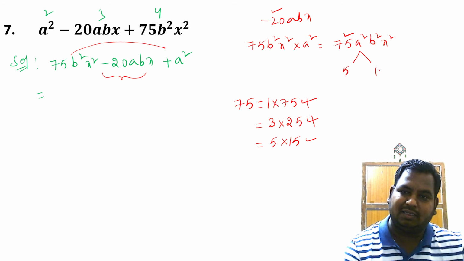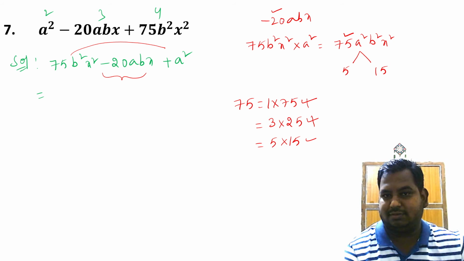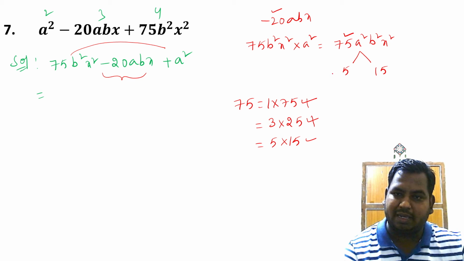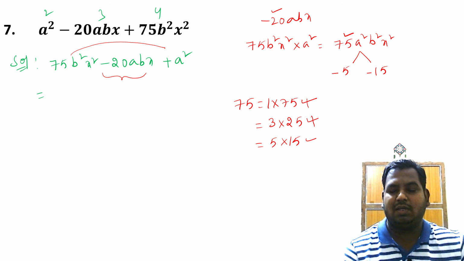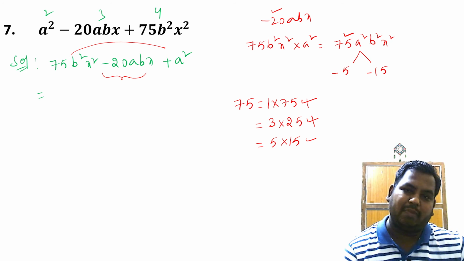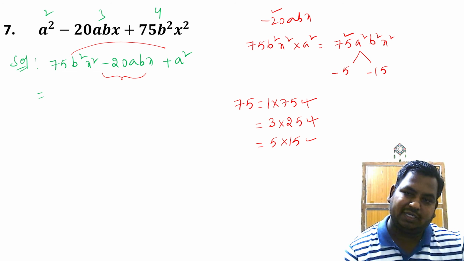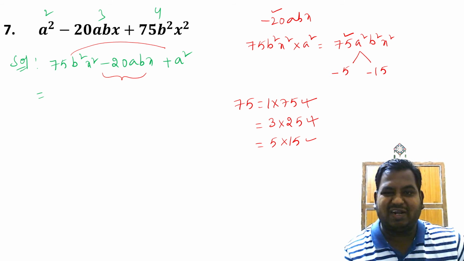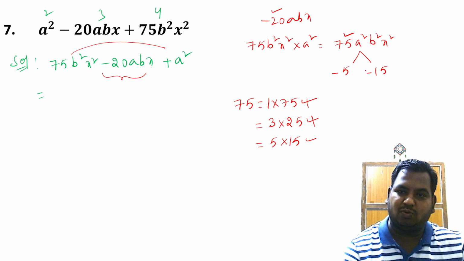I can write 5 and 15, but I need minus 20. I can write here minus 5 and minus 15, because minus 5 plus minus 15 is minus 20. Minus 5 into minus 15 is 75. So done. But we need minus 20abx. So what will we do?